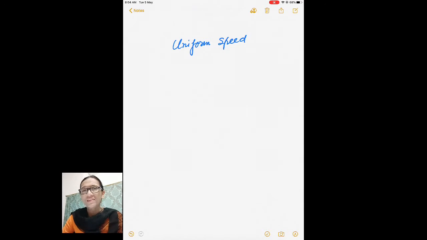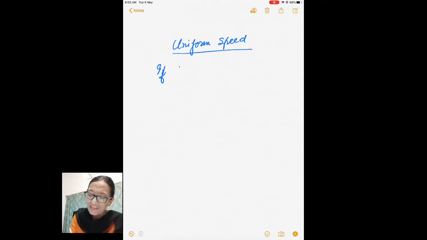So today we will learn uniform speed. If your vehicle is going with constant speed, suppose speed is 40 km per hour, and at every point the speed is same 40 km per hour. So what will you notice? You will notice that as the speed is same, the vehicle is traveling equal distances in equal time interval. If the speed is same, you will be going same distance in equal interval of time, and that is how you can define uniform speed.